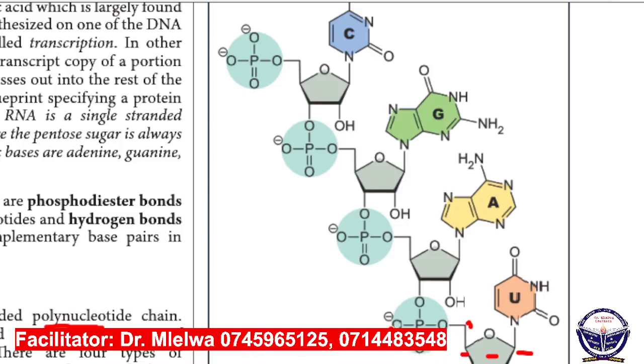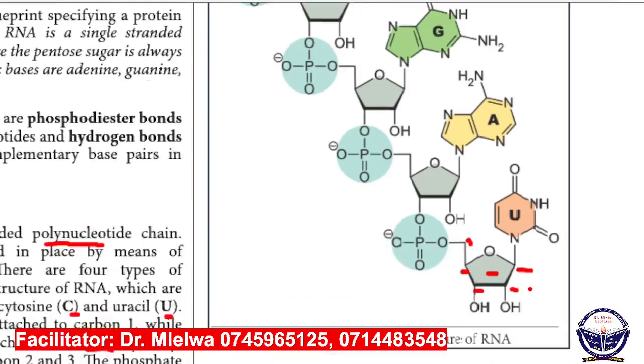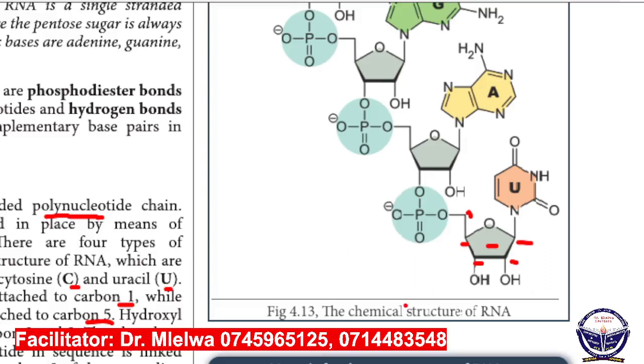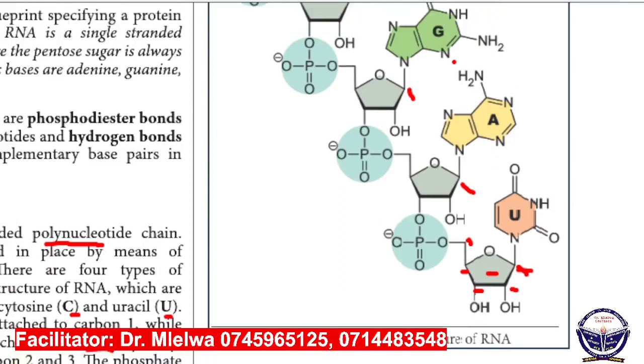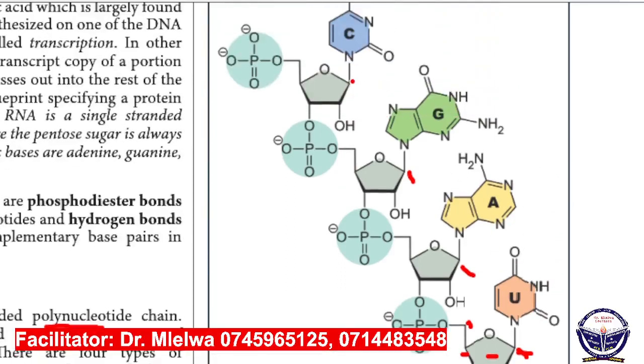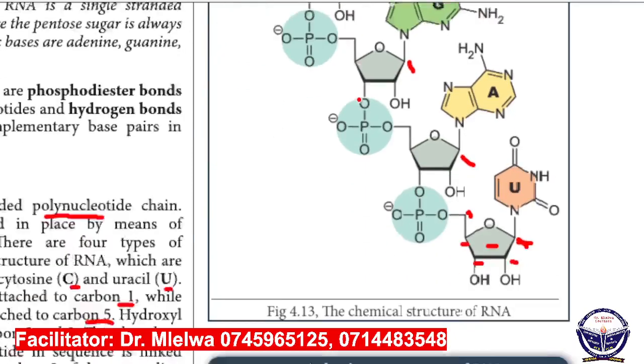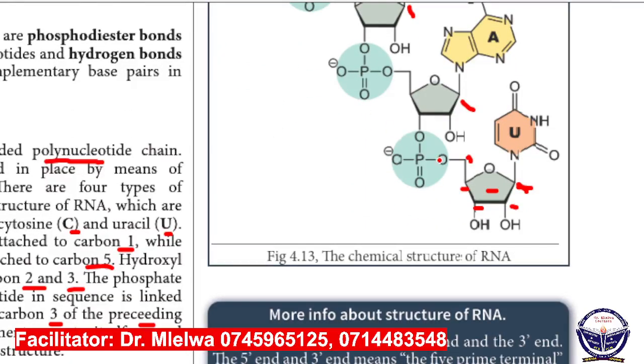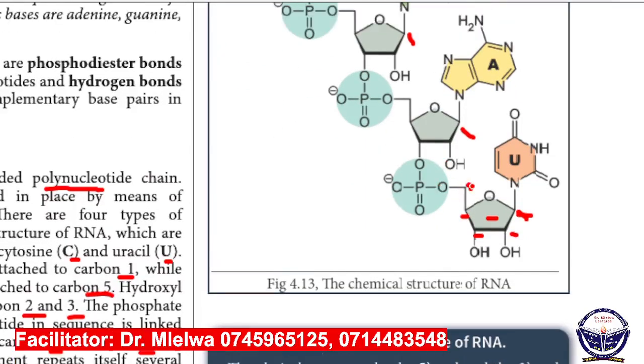Now what we were explaining in those explanations is this: the nitrogenous base is attached at carbon number 1, this one and this one and this one, they are attached at carbon number 1. This is uracil, adenine, and then here we have guanine, and here is cytosine. They are all attached at carbon number 1, and then from there the phosphate group is attached at carbon number 5.